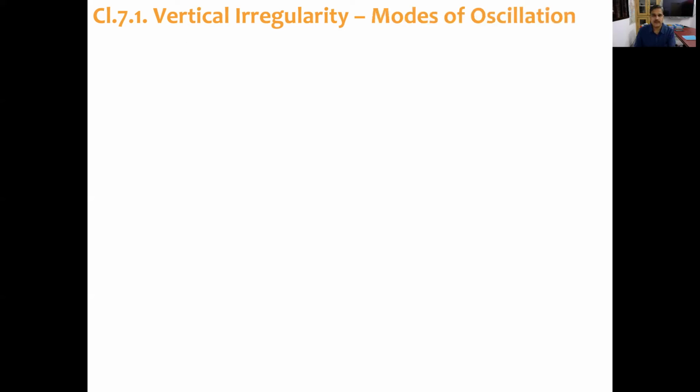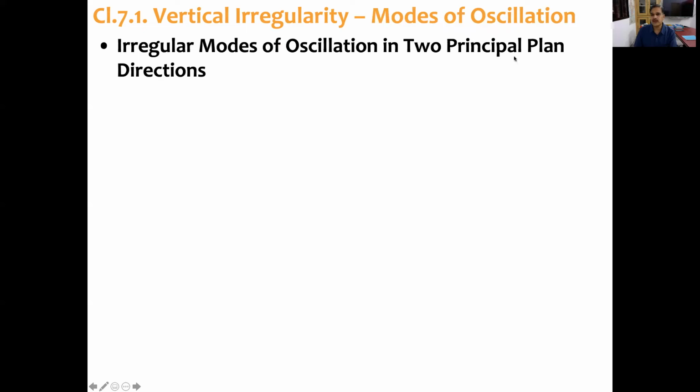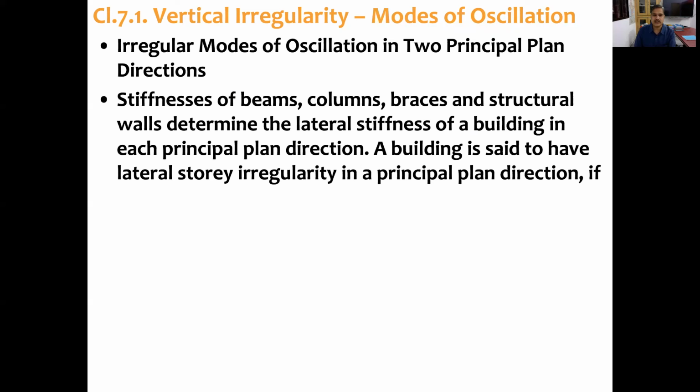Then coming to modes of oscillation. That is, irregular modes of oscillation in the two principal plan directions. So when can we say that this kind of irregularity is present in the structure? The stiffnesses of beams, columns, braces, and structural walls determine the lateral stiffness of a building in each principal plan direction. So all the structural elements determine the overall stiffness of the structure.